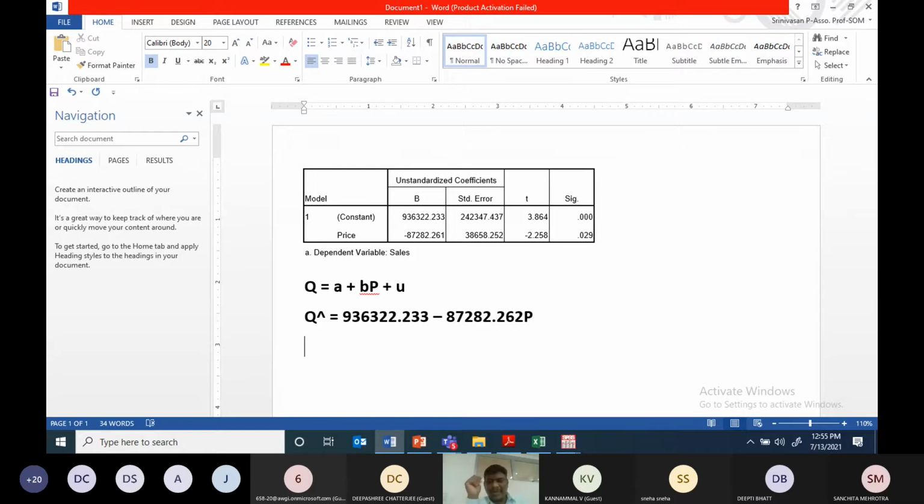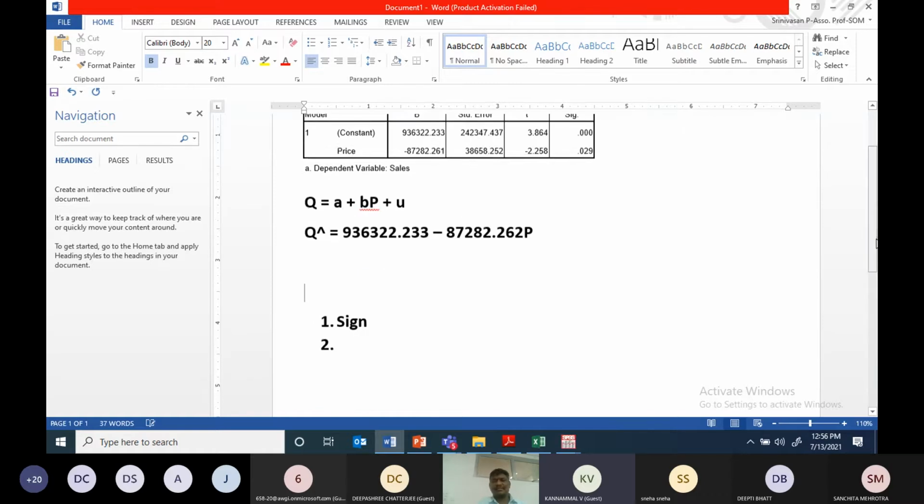How do we write the interpretation? What sign do you expect as a researcher? When the price increases, what happens to quantity demanded? It's negative. So we got a negative. Beautiful. First I'm going to write here magnitude or sign. I'll go with the sign first. I'm very happy because I got the sign.